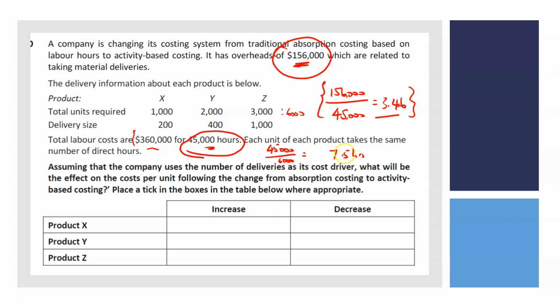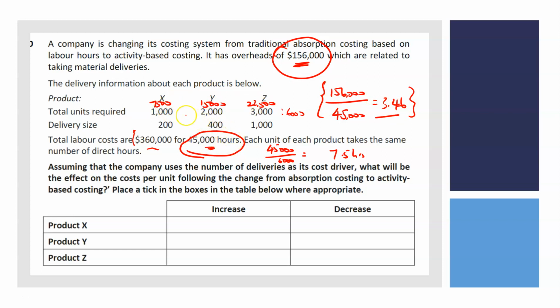Then you could say, therefore, the total overhead allocated here will be based on the total number of hours for X, which is 7.5 hours per unit. So that's 7,500 hours. That's 15,000 hours. And therefore that is 22,500 hours. And so I know the number of hours, and then I could go ahead and multiply each of these by 3.46 to get the total amount.